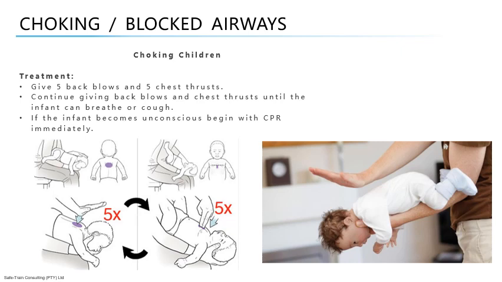Choking infant. Give 5 back blows and 5 chest thrusts. Place the infant face up on your forearm. Put your other arm on top of the infant. Use your thumb and fingers to hold the infant's jaw, sandwiching the infant between your forearms.